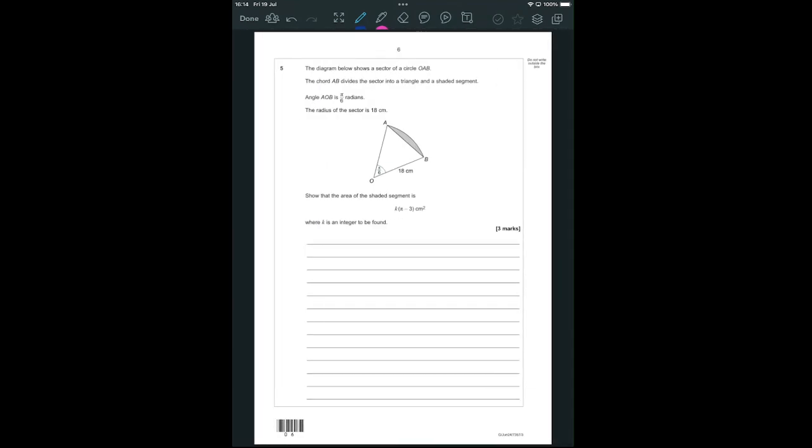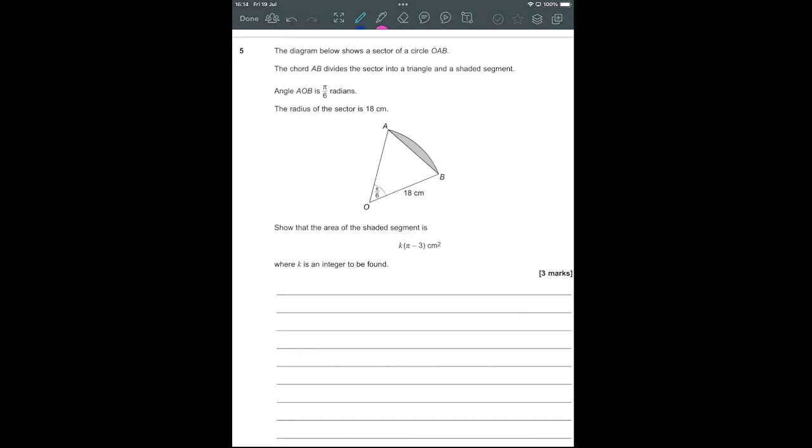Question 5. The diagram shows a sector. The chord divides the sector into a triangle and a segment. The angle is pi by 6, and the radius is 18. Show that the area of the shaded segment is that. Well, the shaded segment is the area of the sector, subtract the triangle. So let's work both of those out.